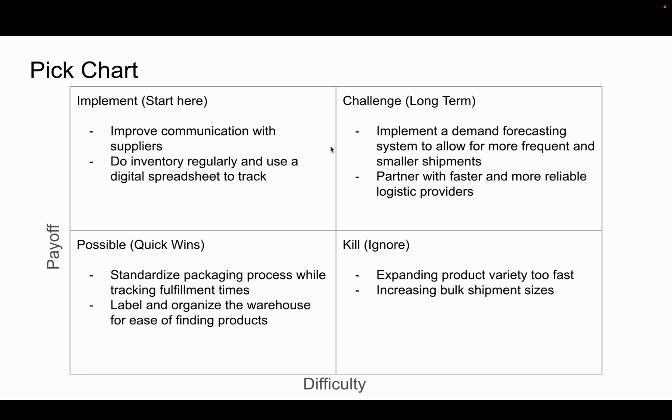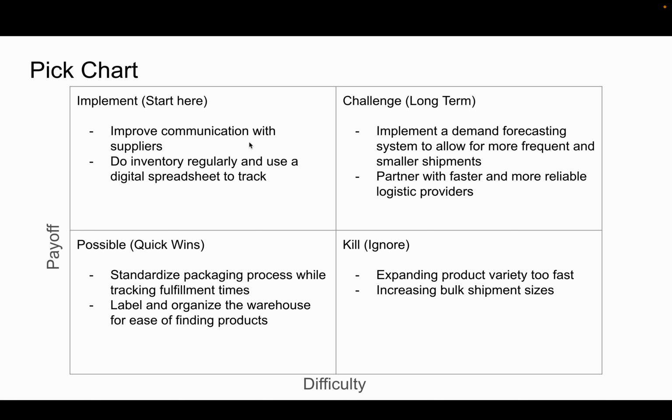Now, here's the pick chart. The implement is where we would start. Some of the good ideas that I had was to improve the communication with suppliers. I think this is a big one just to make things run more smoothly. And then also doing inventory regularly and using a digital spreadsheet to track it. I think doing inventory regularly will keep the efficiency up.